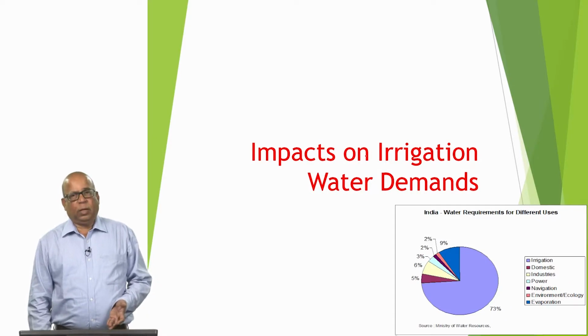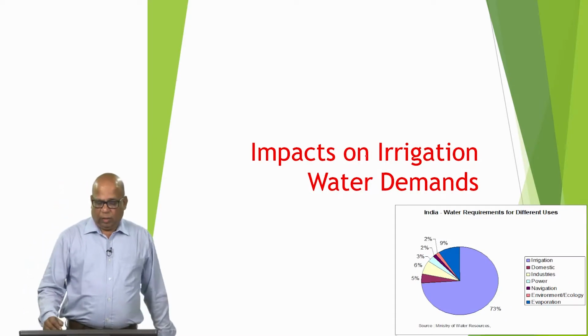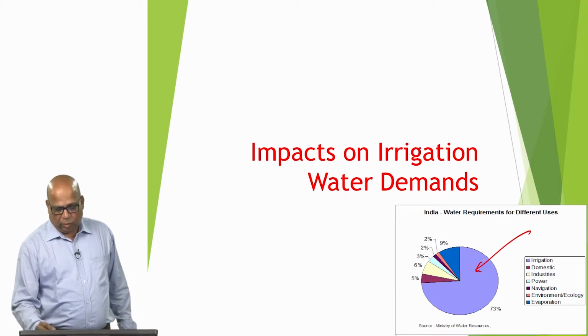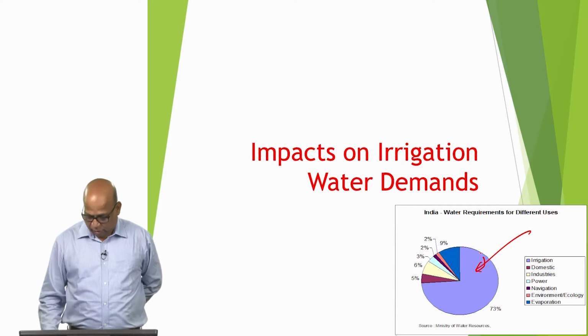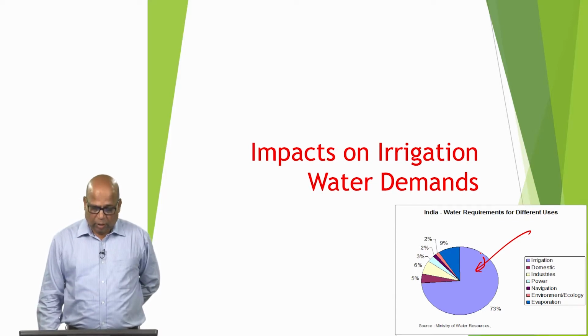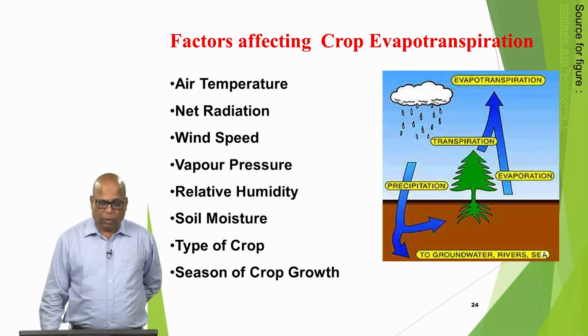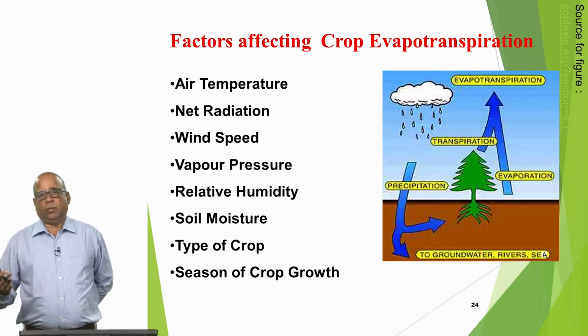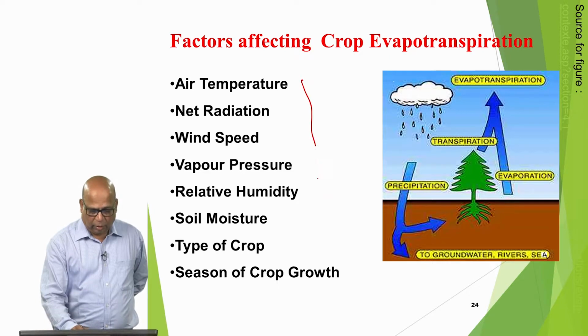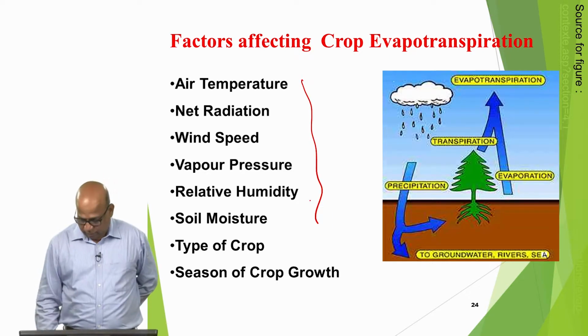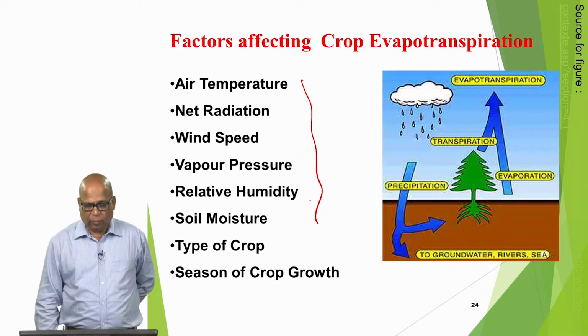I have been talking about the irrigation water demands, and it is important to know that our country uses almost 75 to 80% of the water available for irrigation, and the efficiencies are small. In such a scenario, what happens if the evapotranspiration starts increasing because of climate change, and these are the climate variables that will affect the evapotranspiration, as I said in the first lecture.